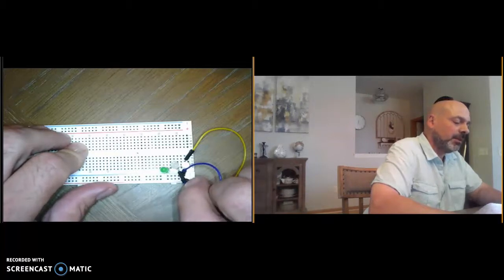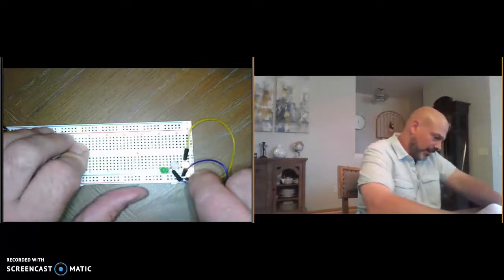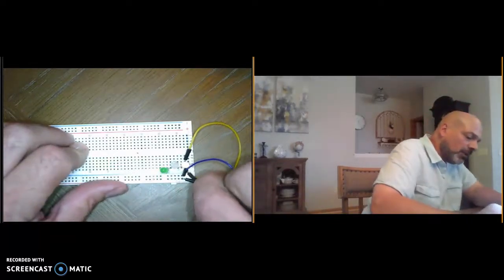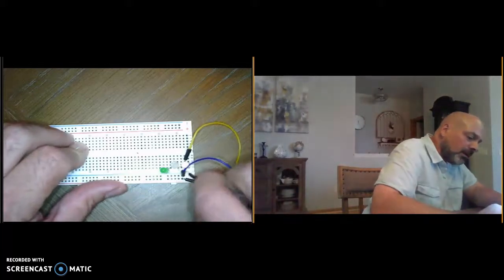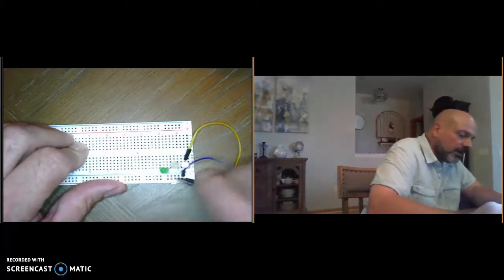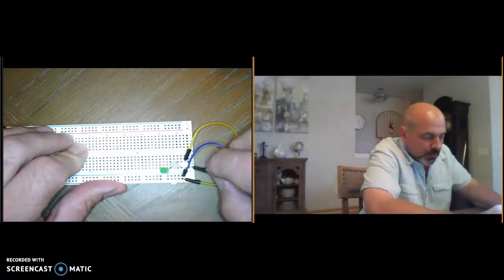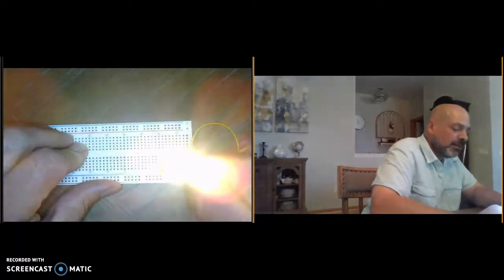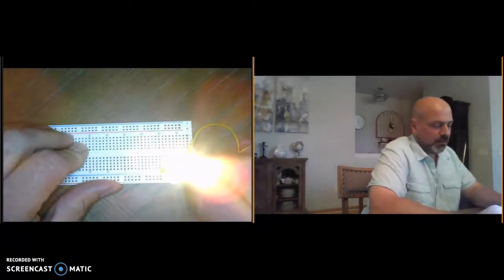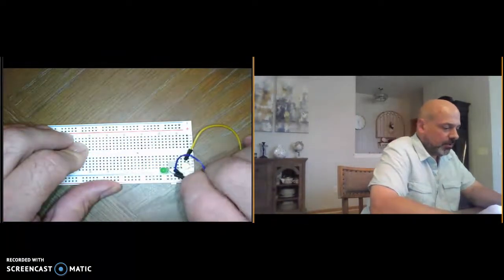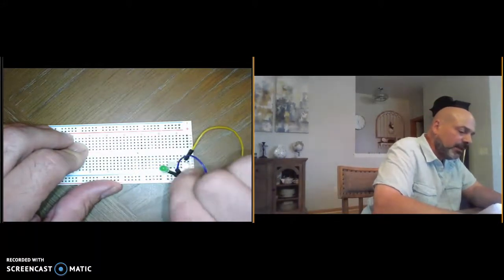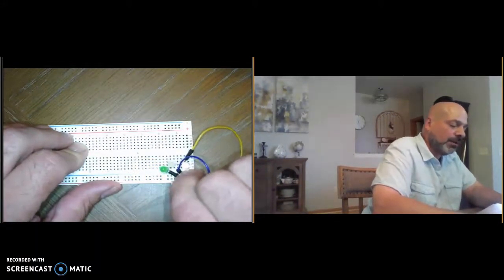If we do 2, we get a little dimness from each. But if we only have 1 load, it's good and bright. If I can get the lead in here. So 1 gets all the voltage. With 2, it's split between 2, so we get a little voltage in each. And with 3, there's not enough to go around.